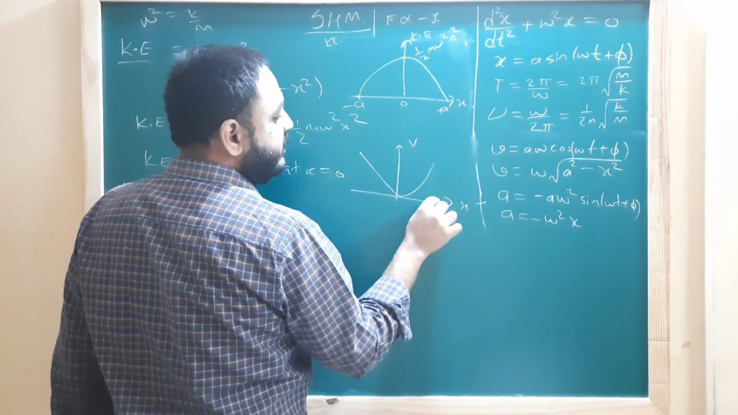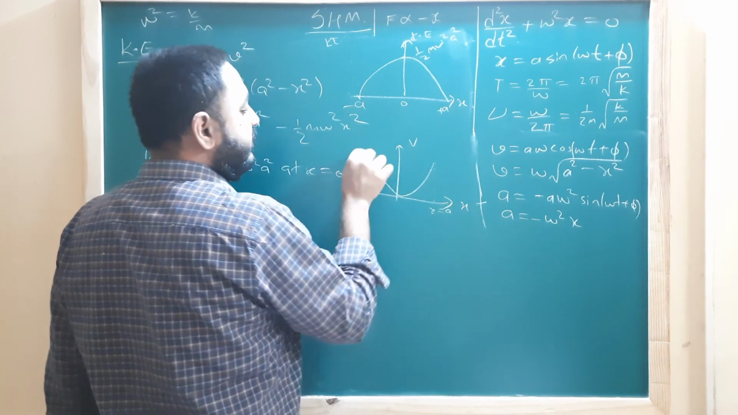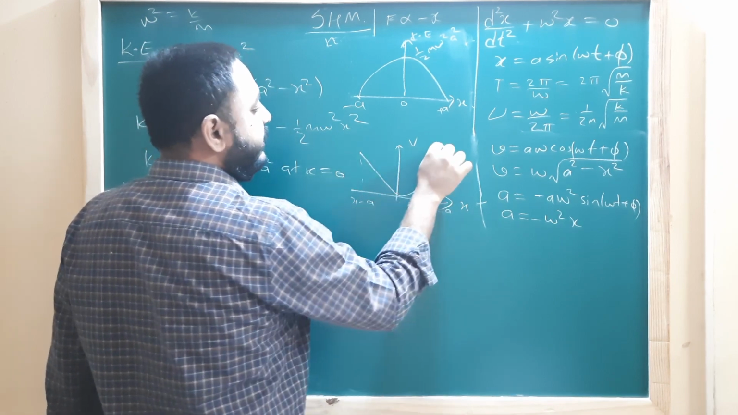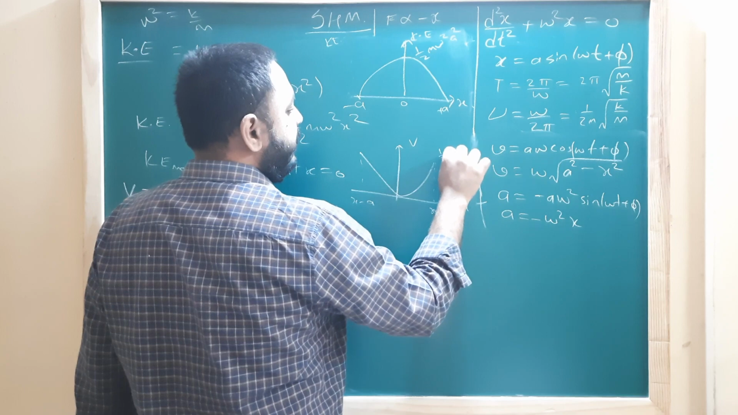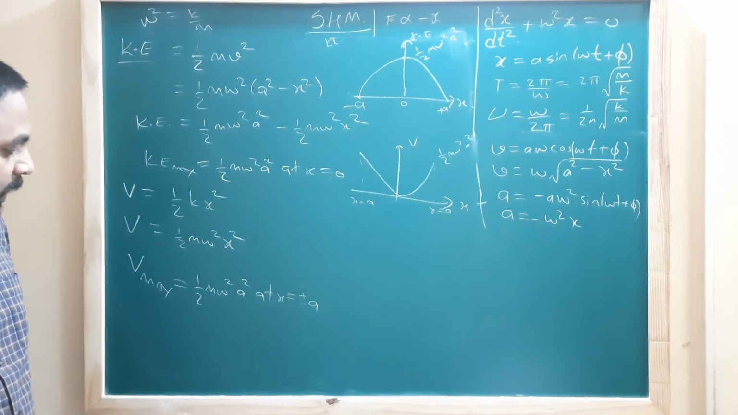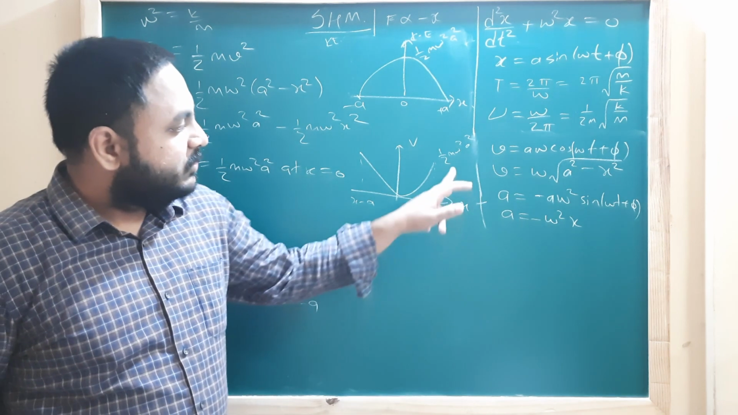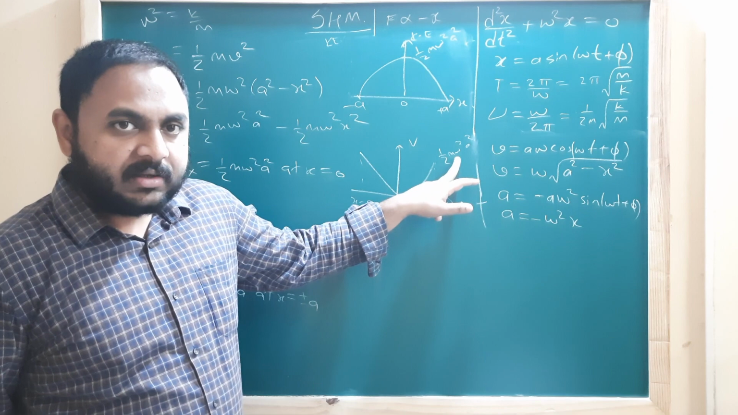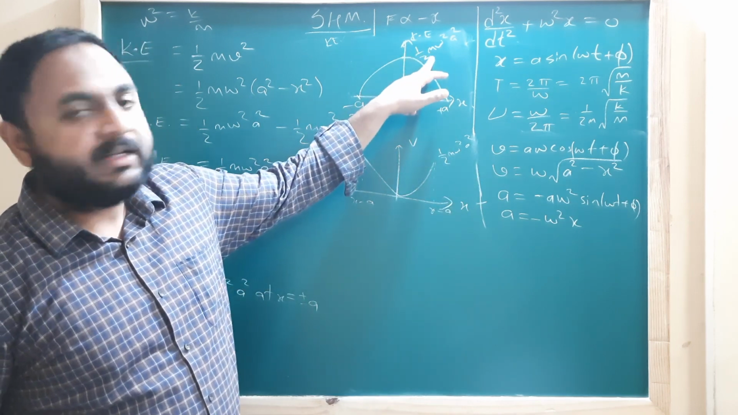And these points are x is equal to plus a and x is equal to minus a, and here the potential energy should be half m omega squared a squared, the maximum potential energy. Now if you notice carefully, the maximum potential energy here is the same as the maximum kinetic energy here.